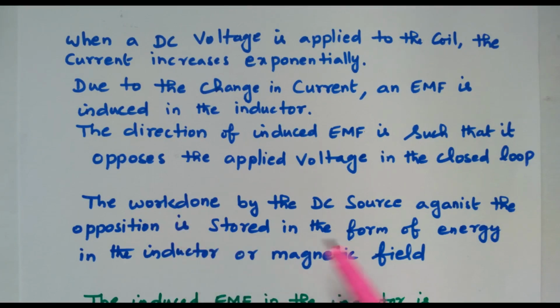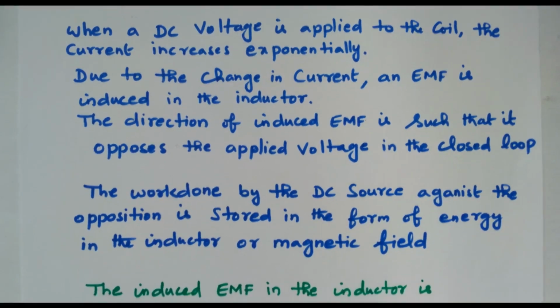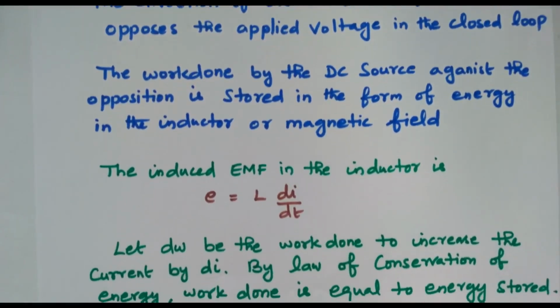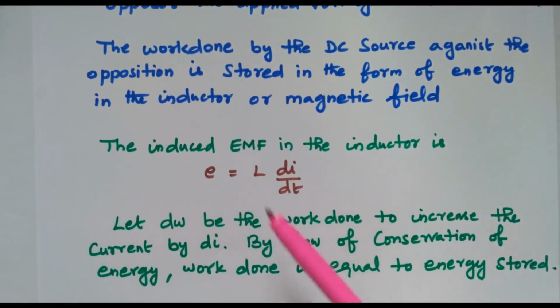So this work done by the DC source against the opposition is converted into energy, right? The induced EMF in the inductor is E equal to L di by dt. It's the normal general formula, E equal to L di by dt. Now dW is the work done to increase the current. What is the work done? Increasing the current from 0 to I, that is, by di.